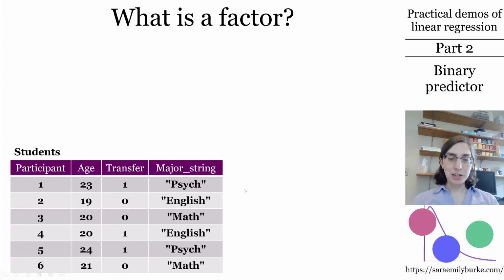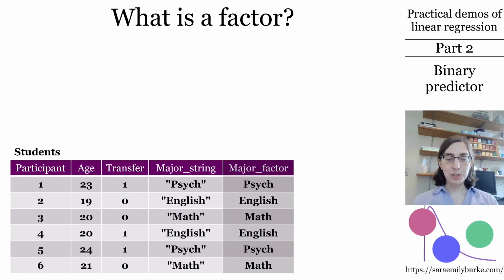Most of the time when we have a categorical variable like this, we don't want it to be treated as arbitrary strings. Instead, we want it to be treated as a set of categories. So we will instead tell R to store it as a factor. So here there's a copy of the variable that I'm calling major_factor, and let's suppose it also has these categories labeled psych, English, and math. But I've sort of shaded it in gray here to illustrate this is not actually how R stores the information about the categories in a factor. Instead, it's a little bit more complicated than that.